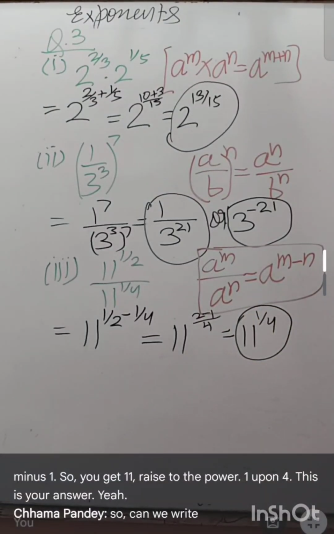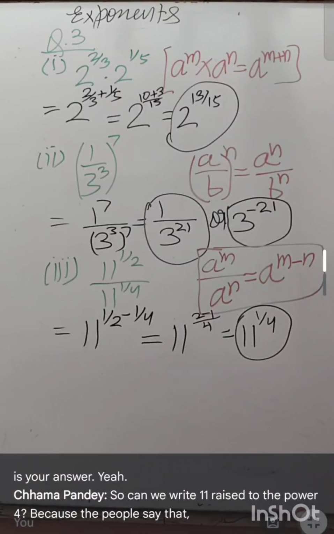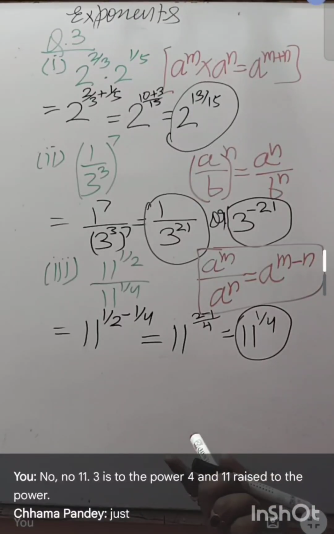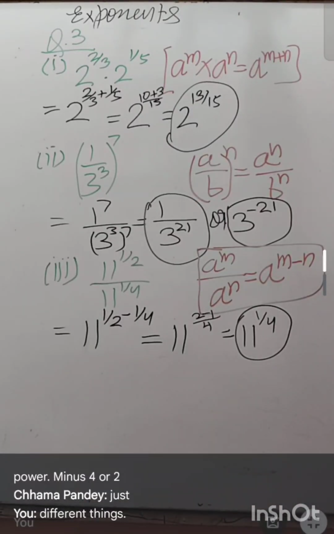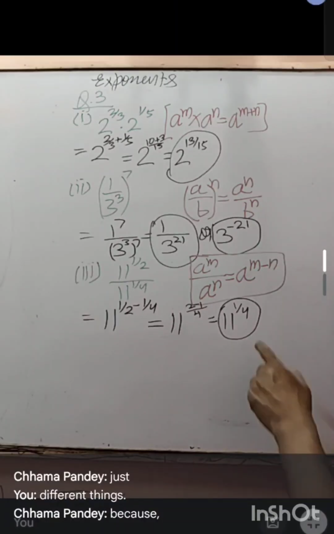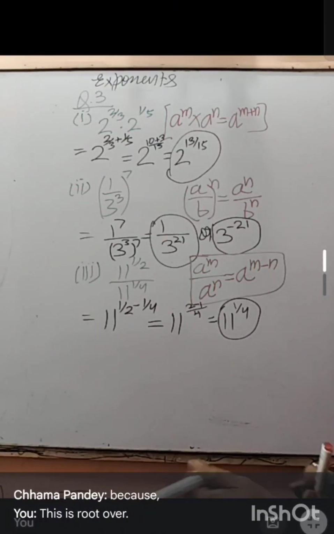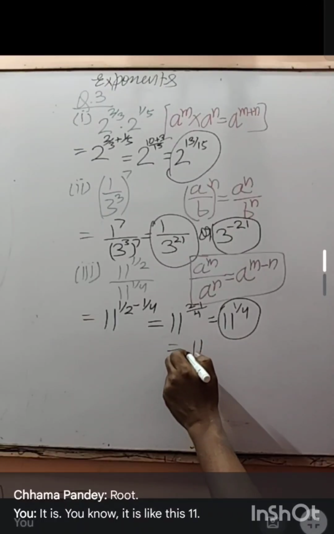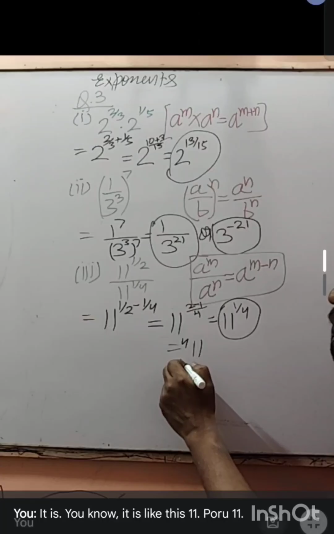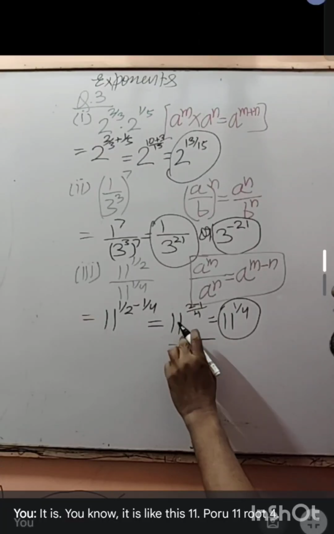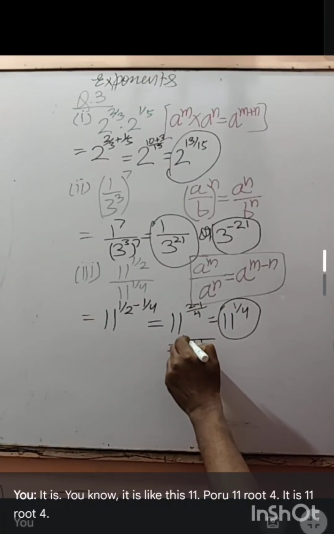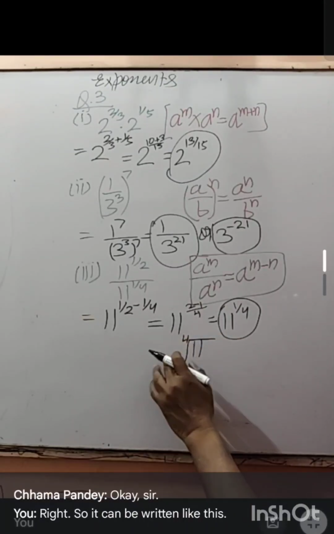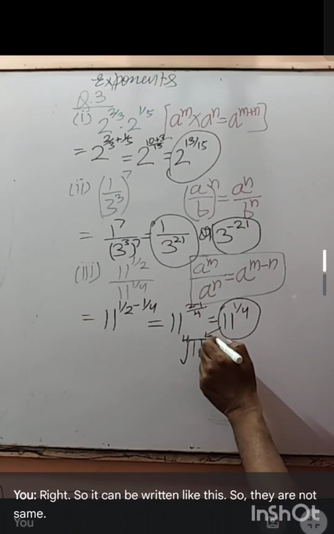Sir, so can we write 11 raised to the power 4? No. 11 raised to the power 4 and 11 raised to the power minus 4 are two different things. Okay, sir. This is the fourth root of 11, 11 root 4. So it can be written like this. They are not the same.